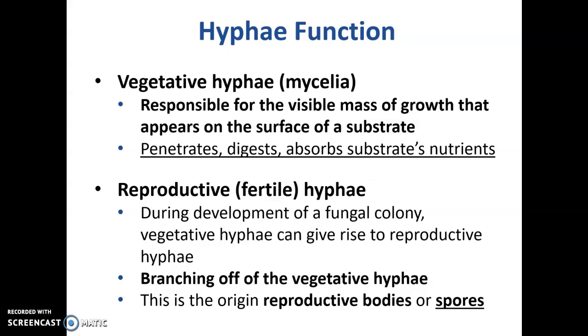And then there's the reproductive hyphae, which during the development of the fungal colony, during the development of the vegetative hyphae, can give rise to something we refer to as reproductive hyphae, which is basically branching off of the vegetative hyphae. And this is the origin of the spores, or the reproductive bodies of molds.